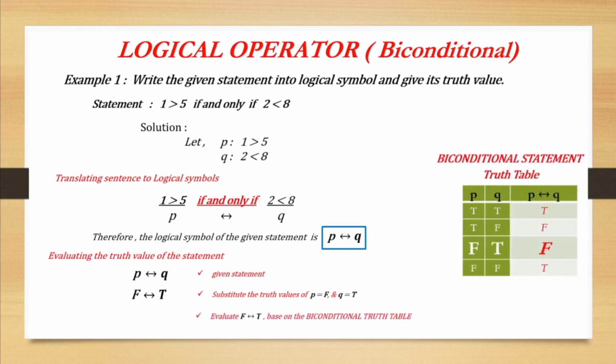So using the biconditional statement truth table, when proposition P is false and proposition Q is true, the biconditional statement of P and Q is false. Then we can conclude that the statement 1 is greater than 5 if and only if 2 is less than 8 is a false statement.